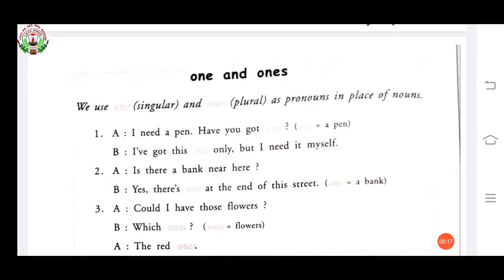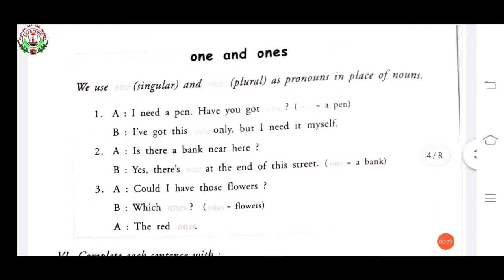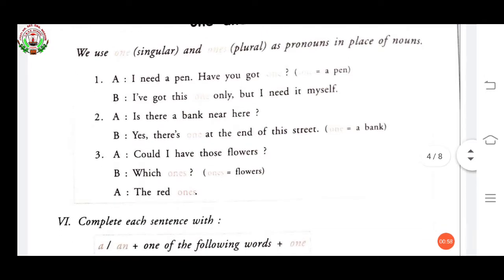Before that, we have to read "one" and "ones". Today, you will know the difference between one and ones. We use one, singular, and ones, plural, as pronouns in place of nouns. Again I am repeating, listen carefully. We use one as a singular and ones for plural as pronouns in place of nouns. See the examples.